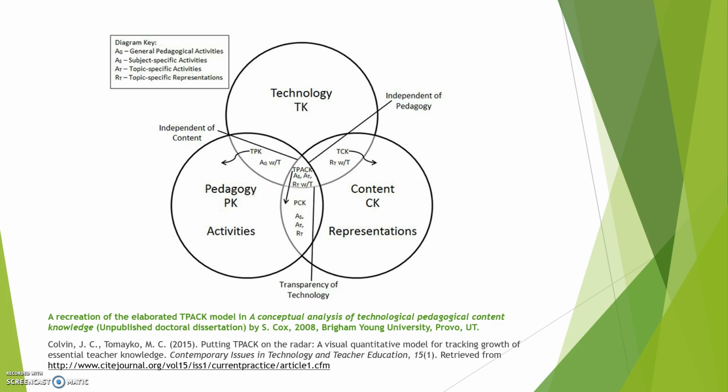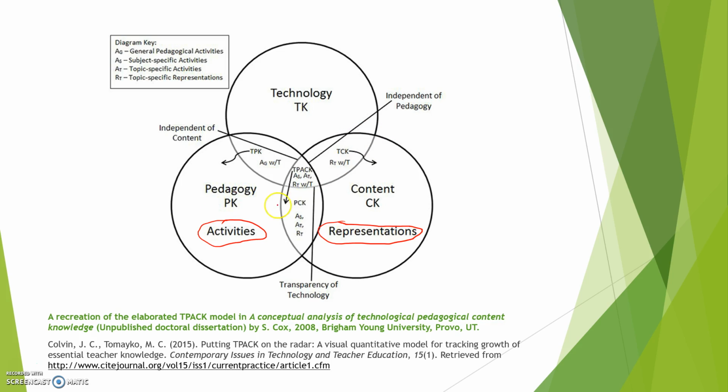All right, this is a recreation of the elaborated TPACK model. Basically, it looks very similar to the original TPACK framework, but we have some clarifications in here, as you can see in the diagram key. I'm going to talk a little bit more about each of those clarifications. So within the content area, CK, we see representations. One way that a teacher can demonstrate their content knowledge is by representing the content in various ways. Similarly, over in the pedagogy area, with our pedagogical knowledge, a teacher can demonstrate their pedagogical knowledge through the use of the various activities that occur in the classroom during the lesson.